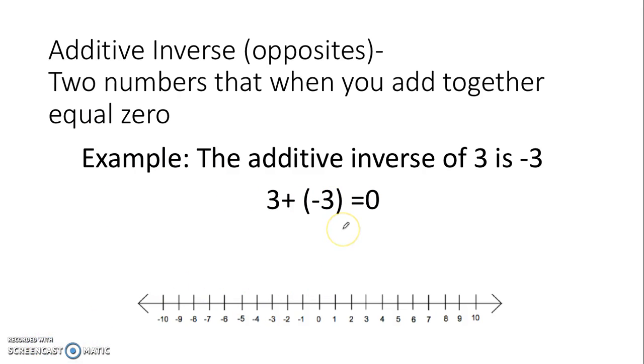Now we can illustrate that on the number line. So we have positive 3 right here, and we're going to add -3. So because it's a negative number, we're going to go to the left. 1, 2, 3. And we get 0, just like it says here. So we are talking about adding negative numbers. So 3 plus -3 is equal to 0, and that is called the additive inverse.